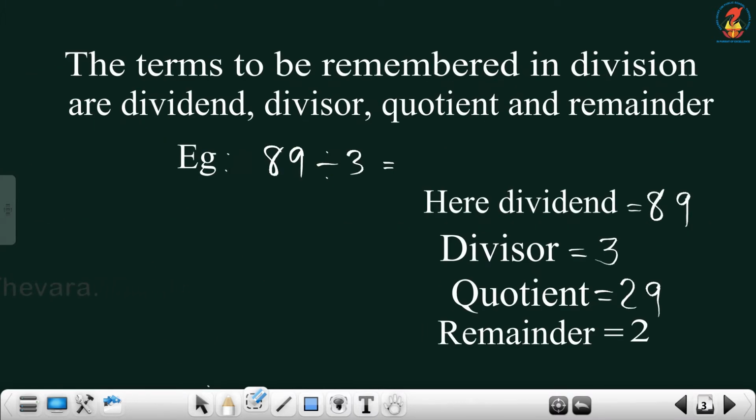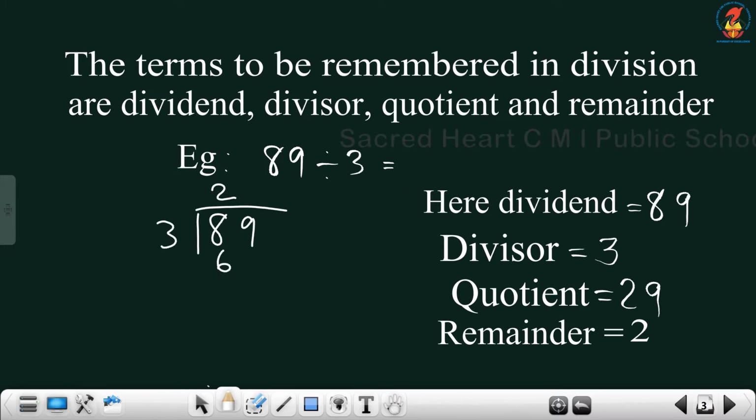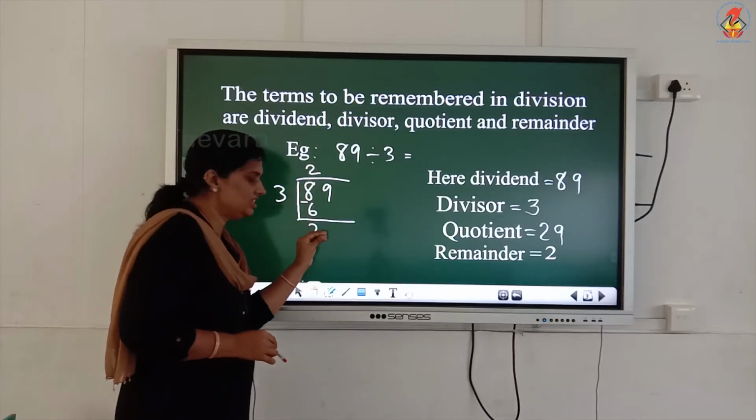Next one. The terms to be remembered in division. What are they? Dividend, divisor, quotient and the remainder, right? And I will give you one example, that is 89 divided by 3. 3 2s are 6. 3 3s are 9, so we need to take which number only? 3 2s are 6. And the remainder is 2. Each and every step I need to take one digit down.